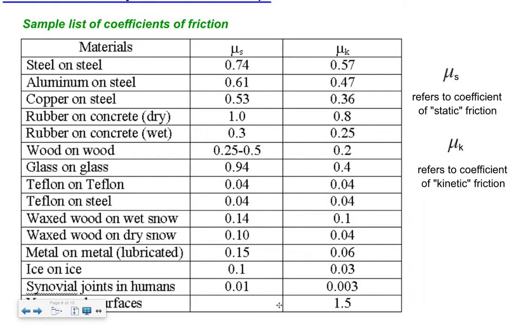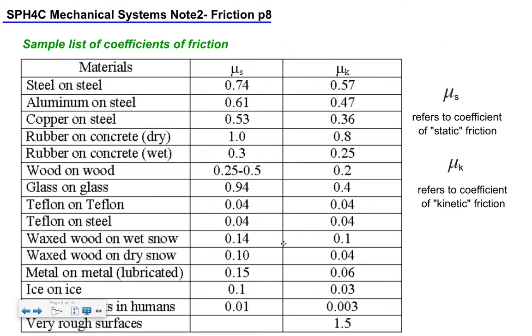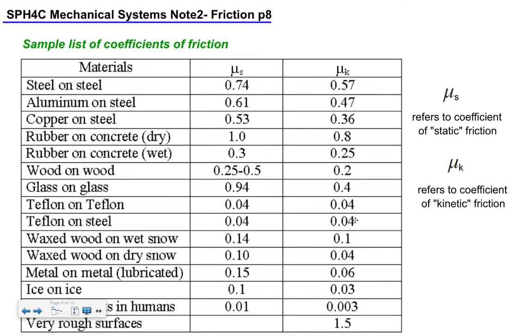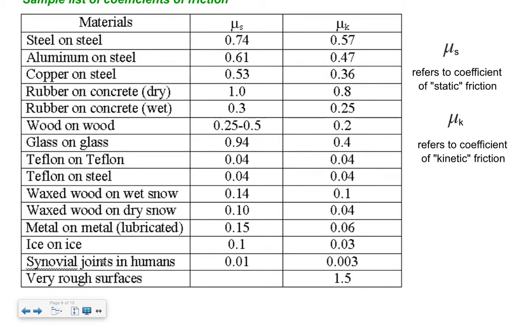But in this table, every single time the static friction is greater. By the way, see this? Very rough surfaces at 1.5. So the 1 isn't an absolute thing, but you're going to calculate some coefficient of friction and you'll see. But generally it's between 0 and 1. So nice to see that the friction between our joints is pretty low.